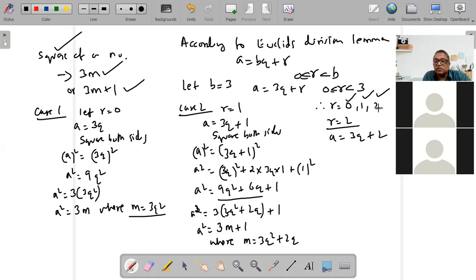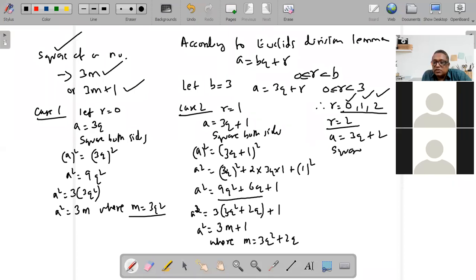We need to complete the cases because in all cases we have to show it is 3m and 3m plus 1. So don't think that ki 3m bhi aa gaya, 3m plus 1 aa gaya, ho gaya concept. You lose marks because our values are 3. So we need to show that all the 3 values are in these forms. So last case, a is 3q plus 2.